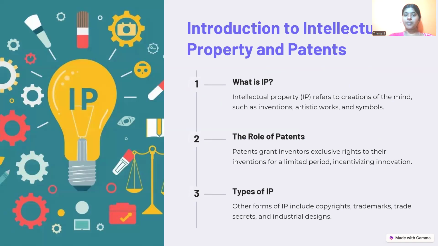Introduction to intellectual property and patents. What is IP? Intellectual property refers to creations of the mind such as inventions, artistic works, and symbols. Next is the role of patents. Patents grant inventors exclusive rights to their inventions for a limited period, incentivizing innovation. Next is types of IP. Other forms of IP include copyrights, trademarks, trade secrets, and industrial designs.